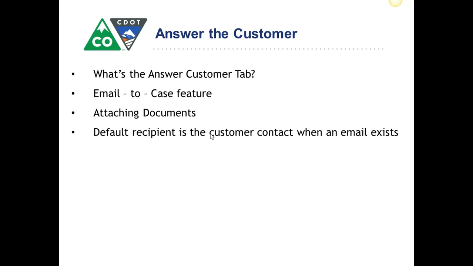So you want to be sure that you're looking very closely at that To line, because if you're trying to email internally within your team, you may not wish to include the customer on your email. So just be careful and double check the To line to make sure that you have the appropriate names and email addresses listed to which you wish to direct the email.